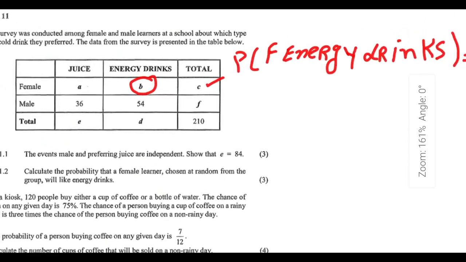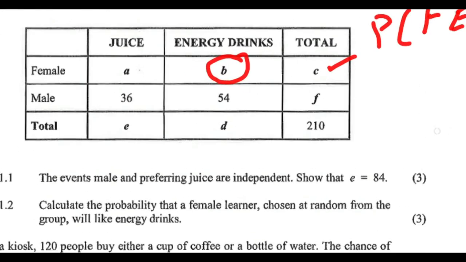So the total number we need to look at here. Now we need to find the B and C. E was 84 and F was 90. So to find the C, 210 minus 90 gives me 120. Now to get the B, there are many ways, but I can find the A first. 84 minus 36 gives me 48. And 120 minus 48 gives me 72. So 72 over 120 will be the answer.